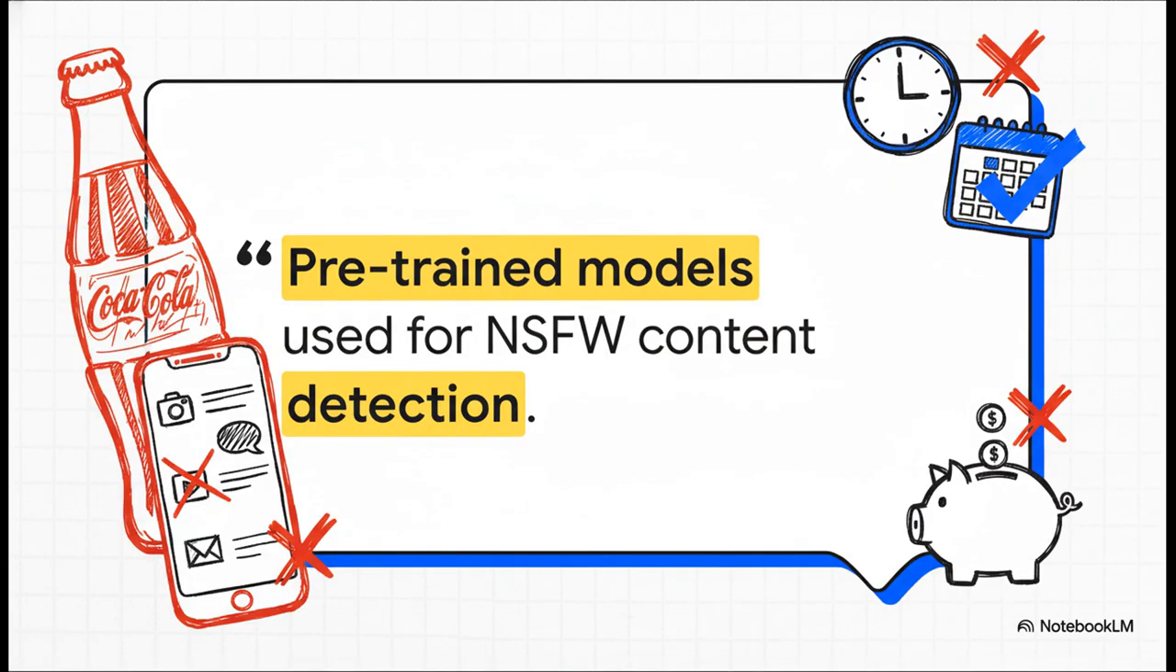Well, let's make this a little more real. So Coca-Cola needed to moderate content for one of its social media apps. Now, instead of spending months and a ton of money building their own image recognition model to find inappropriate content, they just used a pre-trained, off-the-shelf model. And that move saved them a massive amount of development time and resources. That's the power of the buy approach right there.